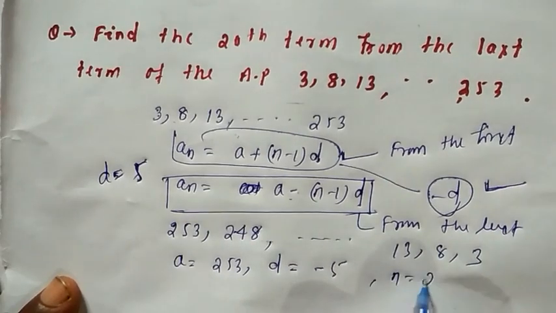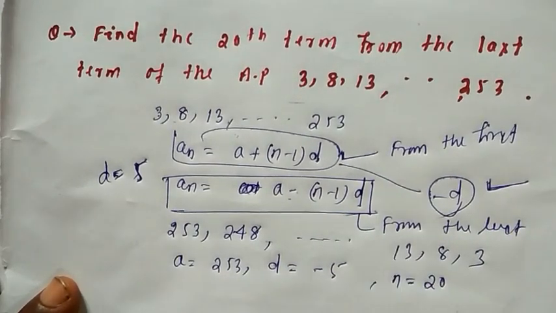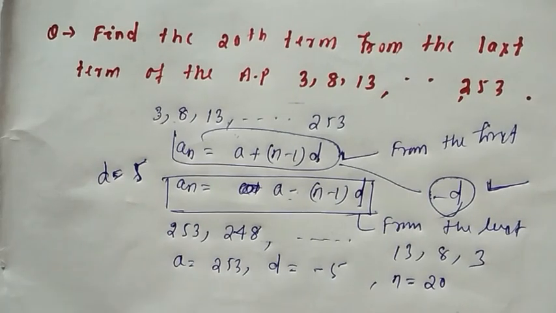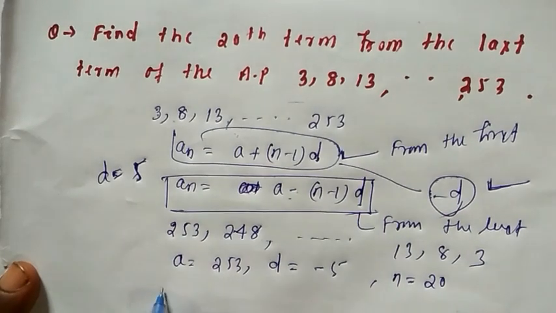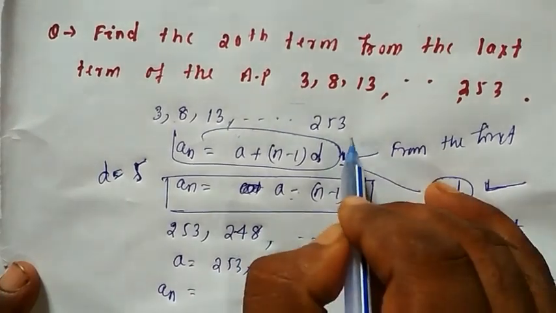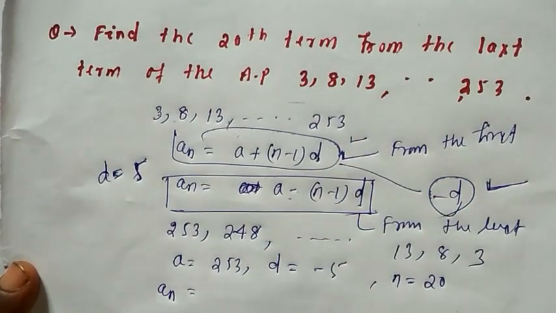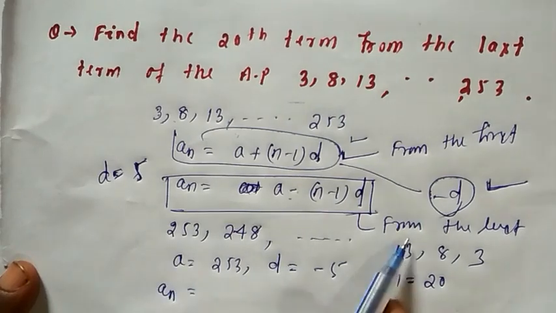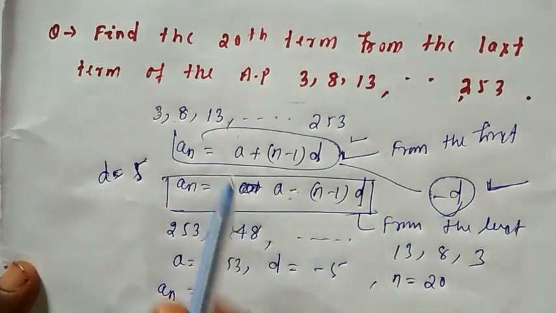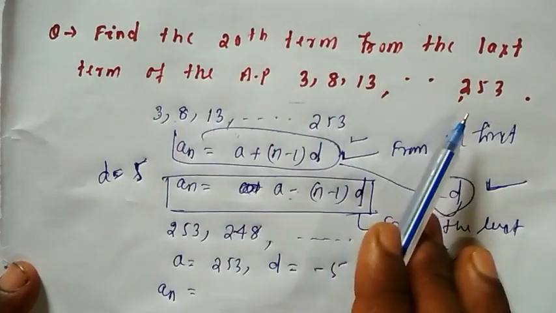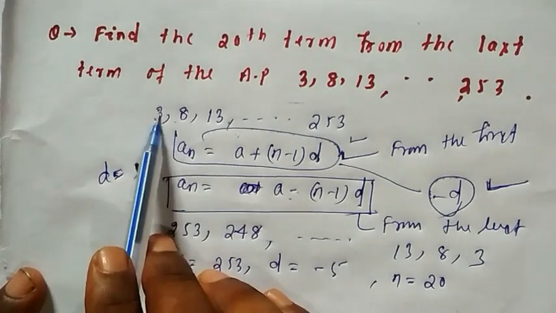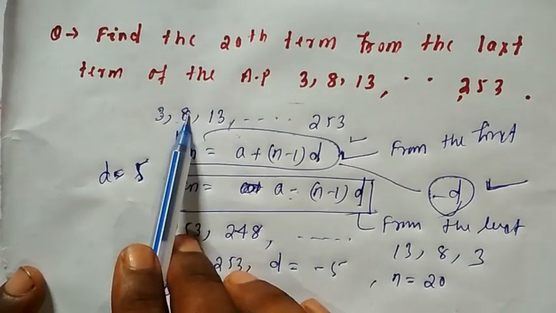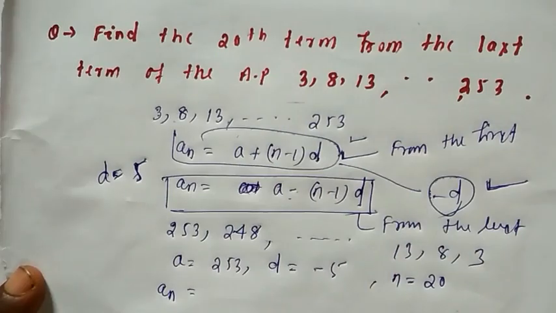Here n is equal to 20, because you are finding the 20th term, that's why n will be taken as 20. Then take the formula an. You can apply this formula when d is negative, because the common difference is coming negative. Either you are moving from the first or from the last, the formula will be the same, but the common difference will change. If you are moving from the first, the common difference is positive. If moving from the last, the common difference will be negative.